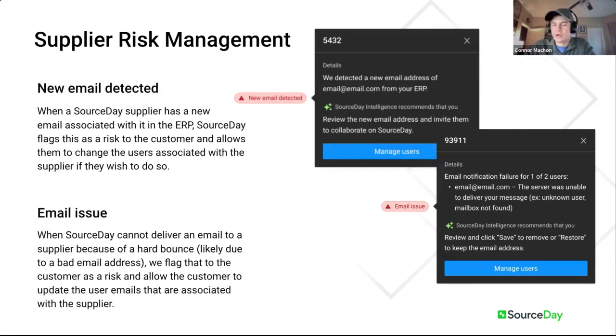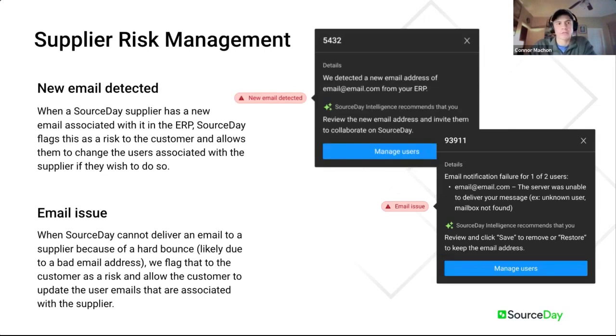So just like a purchase order can be at risk, we believe a supplier can have risk associated with it as well, and requires you or somebody on your team to actually go into the application and take some sort of action to make sure that your procurement business is running smoothly. So this first risk is called new email detected.